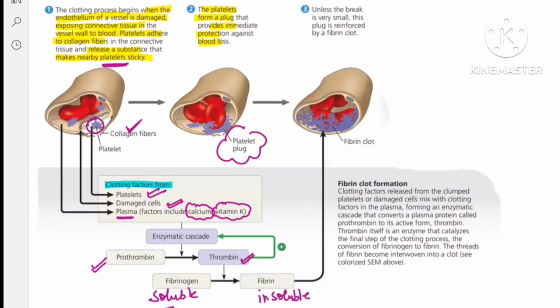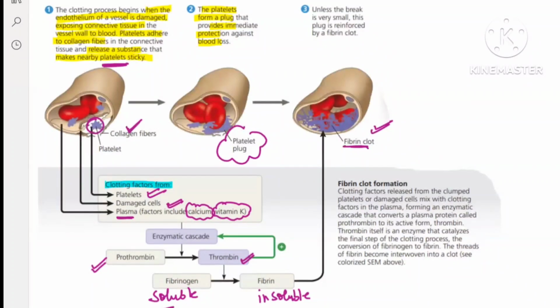And this fibrin will then, what will happen? It will clump all the damaged cells and RBCs, and finally it will make a clot. So fibrin is the one which makes a clot, and all the dead cells, RBCs, will be making a clot-like structure. Now I'll show you the NCERT line.